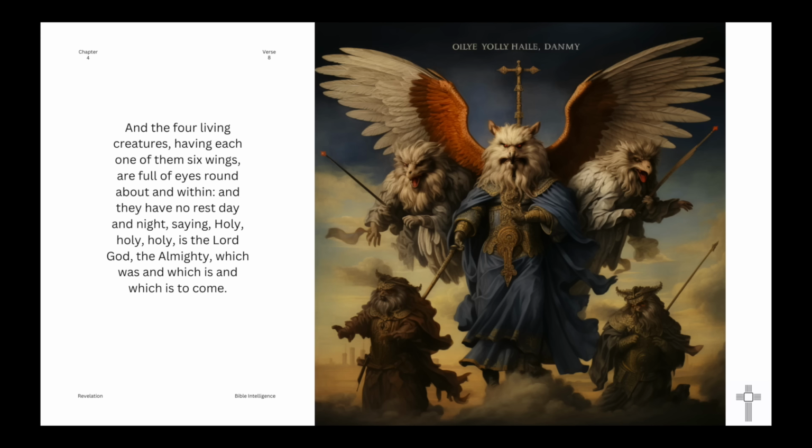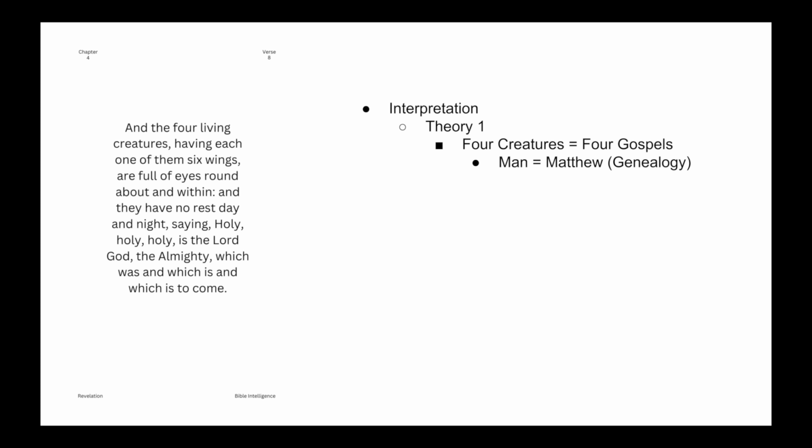But what do these things mean? I think let's skip the images and jump straight into the interpretation. And there are some theories. So theory number 1 is that the 4 creatures represent the 4 gospels. The man kind of represents the Gospel of Matthew, which focuses on Jesus' genealogy. It's like Jesus was son of this person, going all the way up to David and all that kind of stuff.